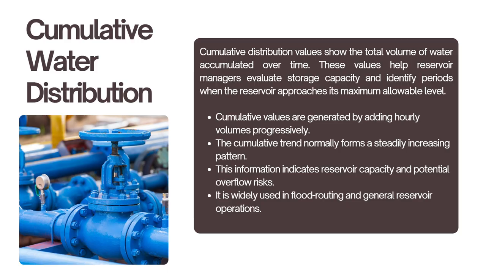Alright, next is about the cumulative water distribution. The cumulative distribution values show the total volume of water accumulated over time. This value helps reservoir managers evaluate storage capacity and identify periods when the reservoir approaches its maximum allowable level. Cumulative values are generated by adding hourly volumes progressively. The cumulative trend normally forms a steadily increasing pattern. This information indicates the reservoir capacity and potential overflow risk. It is widely used in flood routing and general reservoir operation.